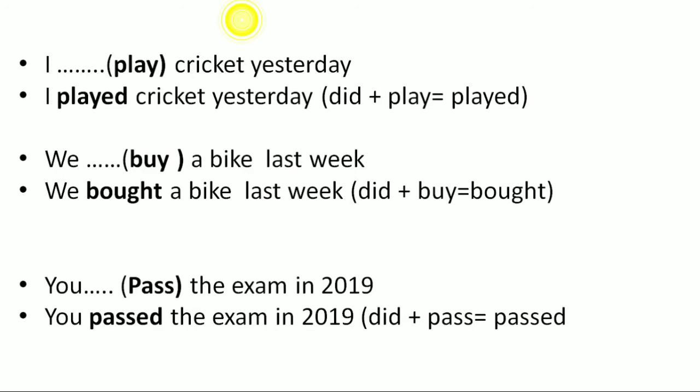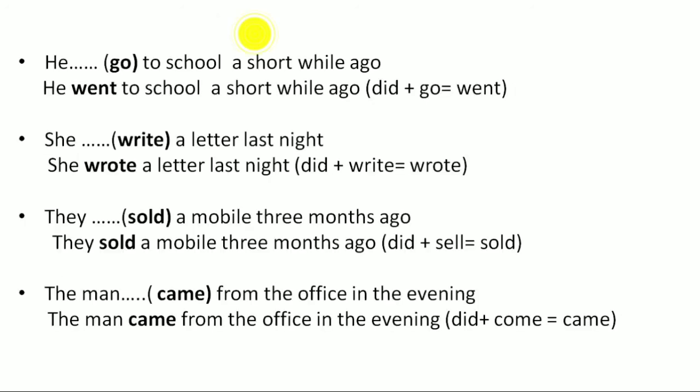Then third sentence, you dash passed the exam in 2019. In 2019 is the time word here, so pass here becomes passed. You passed the exam in 2019. Did plus pass here becomes passed. Without having enough V1, V2, V3 forms in your mind, you cannot understand how this tense changing happens.